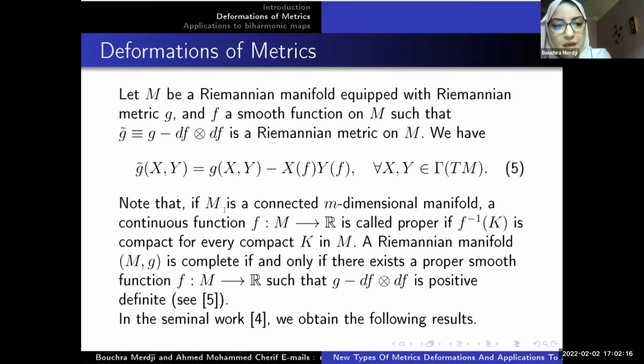Note that if M is a connected m-dimensional manifold, a continuous function F defined from M to R is called proper if the inverse image of K by the function F is compact for every compact K in M. A Riemannian manifold M is complete if and only if there exists a proper smooth function F such that this deformed metric, which is given by G minus dF tensor product dF, is positive definite. In the present work, we obtain the following results.